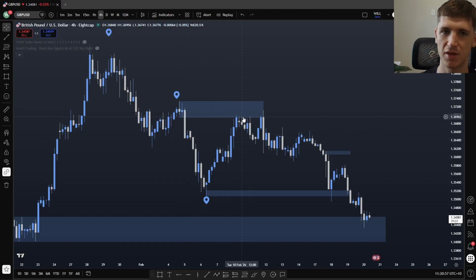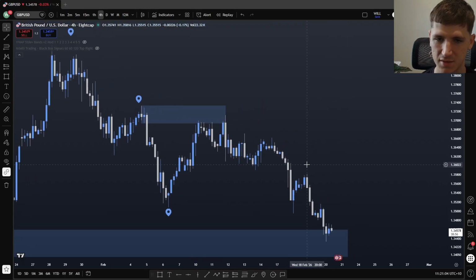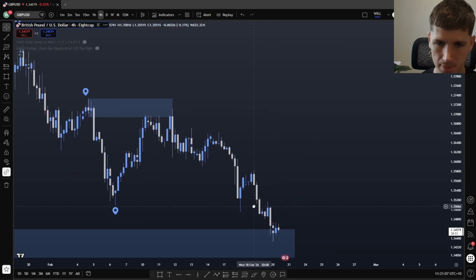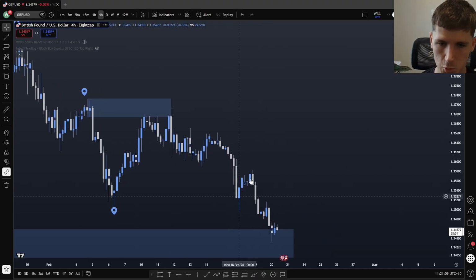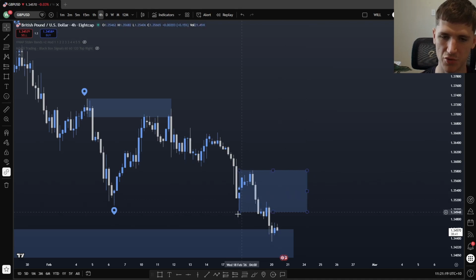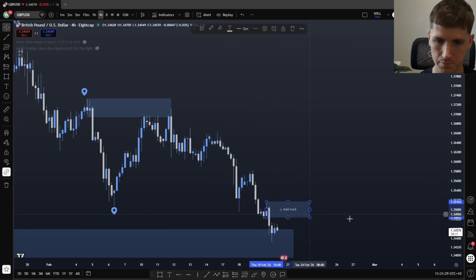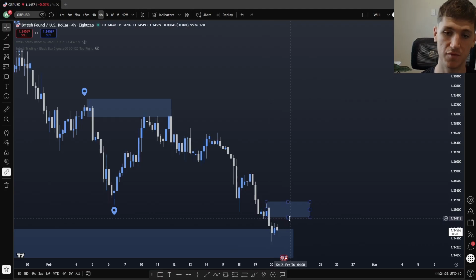As you can see, it respected that quite nicely before pushing to the downside and breaking structure. So that is a recovery zone there. This here would not be a recovery zone, and the reason for that is because it's been filled. There's no significant imbalance created after this candle here, because that's been filled. This here would be a small recovery zone as well. It has not been filled yet.